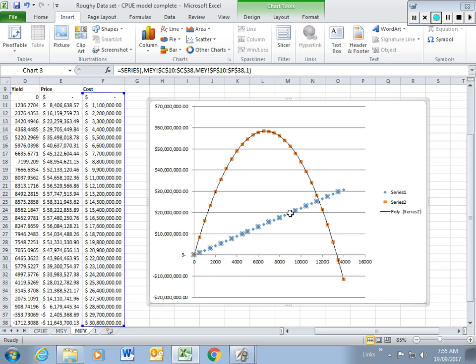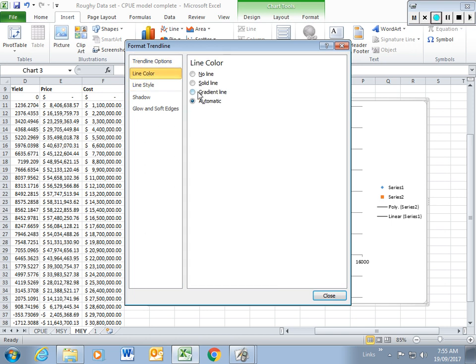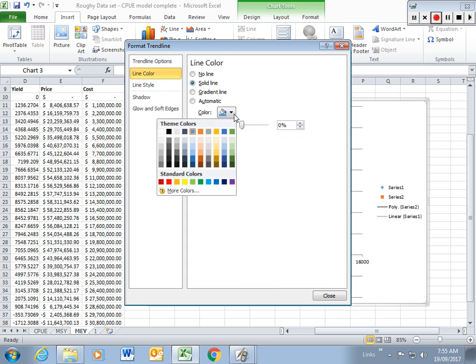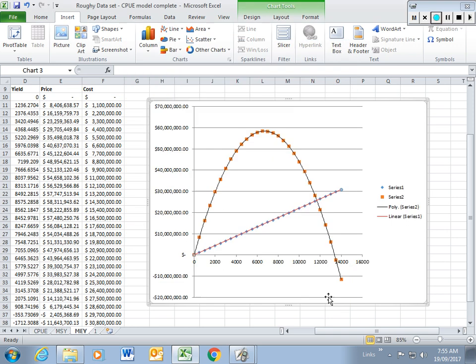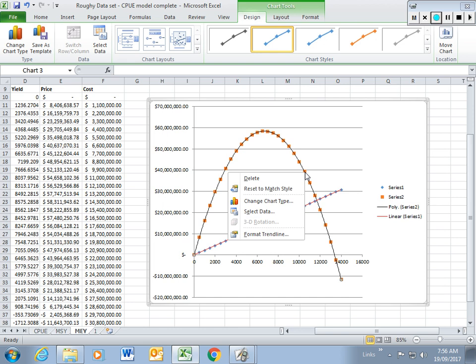And I'll do the same thing with this one, and then I'll remove the data points, add a trend line. This one's a linear line, and I'm going to change the line color to a solid line, and I'm going to make it red. Alright, then I'm going to move the data points. I think I just right click on there. Give me a second.